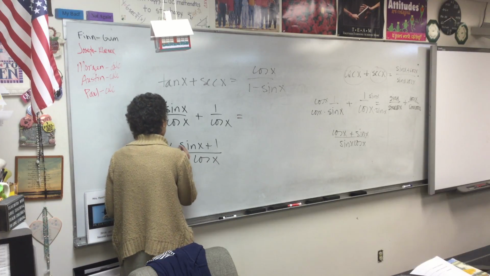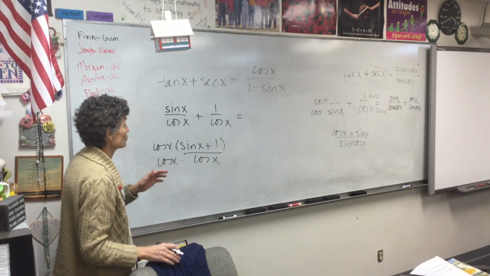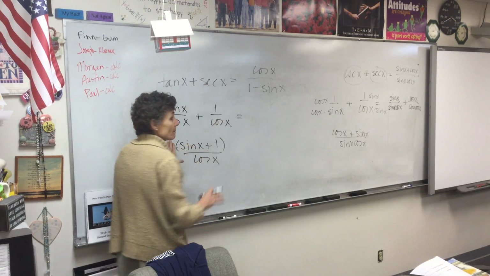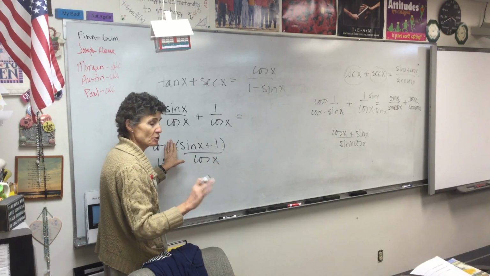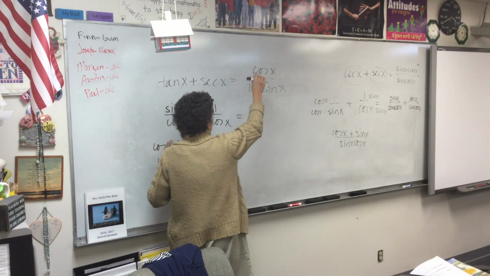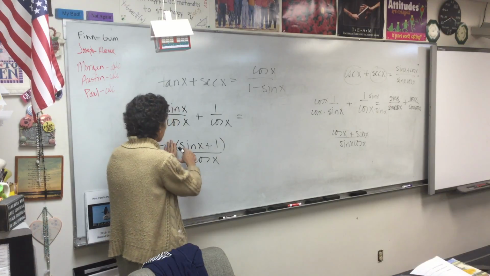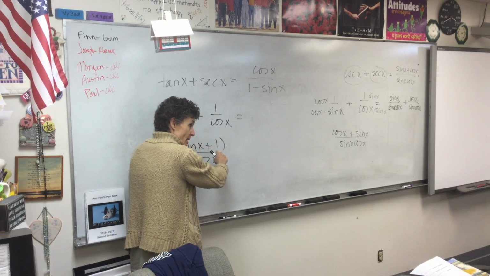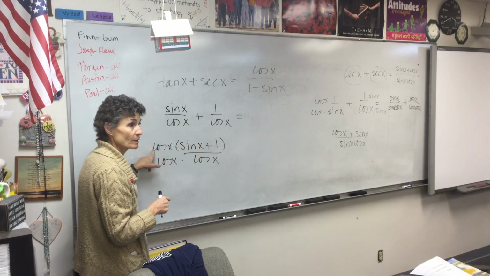There are a couple of reasons for doing that. One is, at this point, I am kind of stuck. There are no identities, no substitutions, nothing for me to do. I notice that somehow I have to have a cosine in the top. This is not cosine. This cannot become cosine. So I'm going to put cosine in the top.